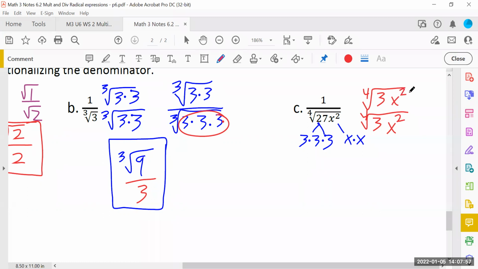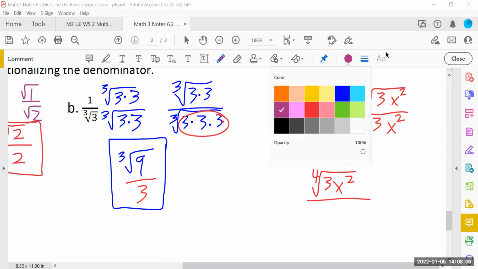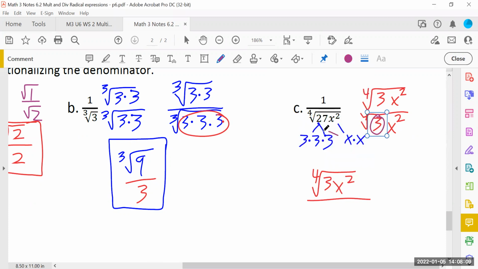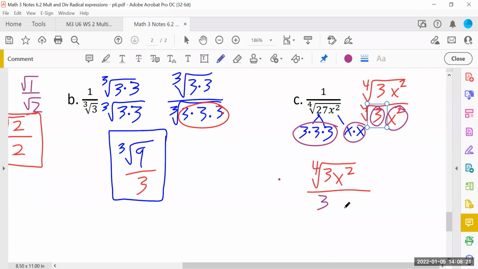That way, the top becomes the 4th root of 3x squared. The bottom now has 1, 2, 3, 4 3s. Those all come out. And I had 2 x's, 2 more x's makes 4 x's. Those come out also. There's my answer. No more radical on the bottom. Does this make sense?